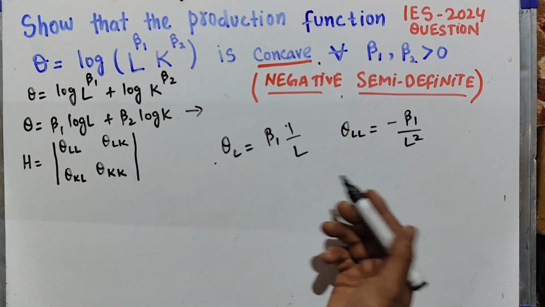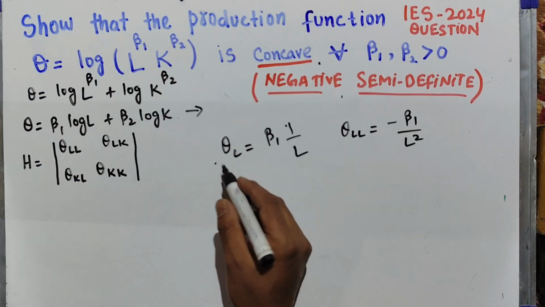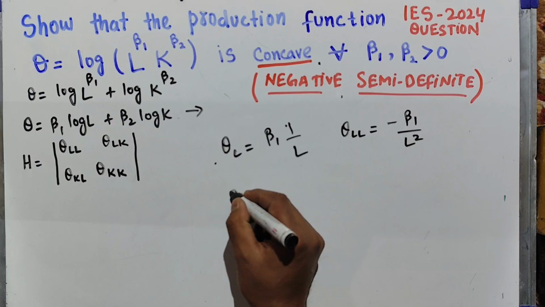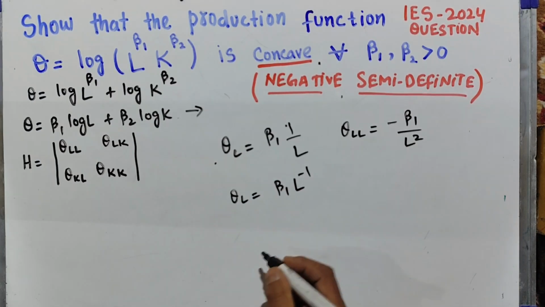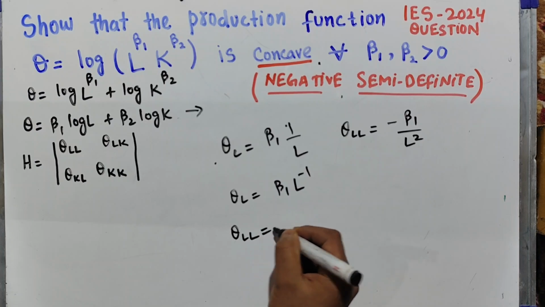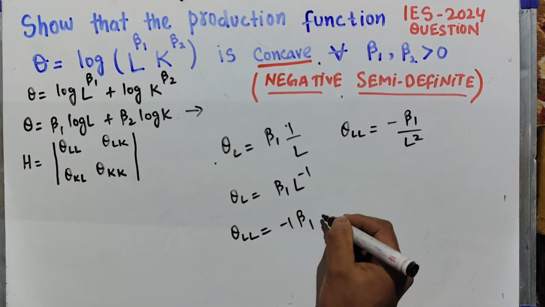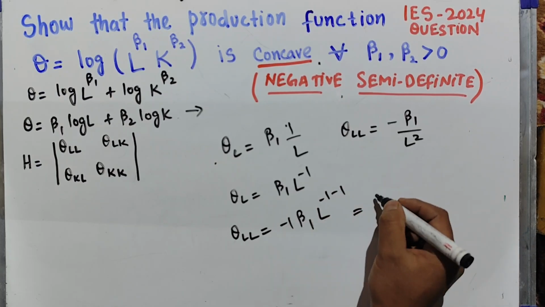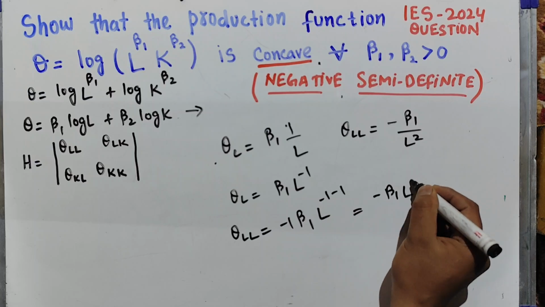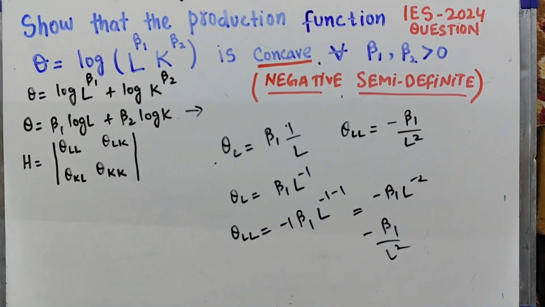If you are getting confused, let me explain it. How did I get this negative term here? Since this is the first derivative, can I write QL again like this? Beta 1 times L raised power minus 1. QLL means, using power function rule, this minus 1 becomes coefficient. Then we have beta 1, L raised power and exponent is subtracted by 1. So we will get minus 1 times beta 1 is minus beta 1, L raised power minus 2, that is minus beta 1 divided by L square. Okay, that is how I got QLL.